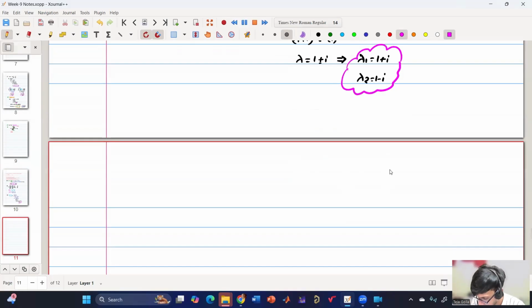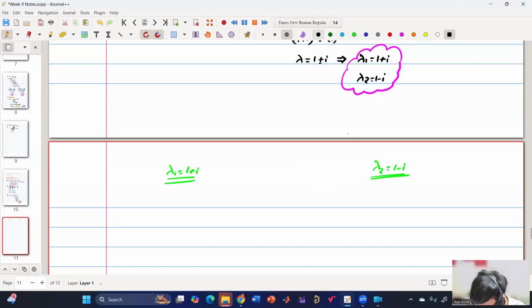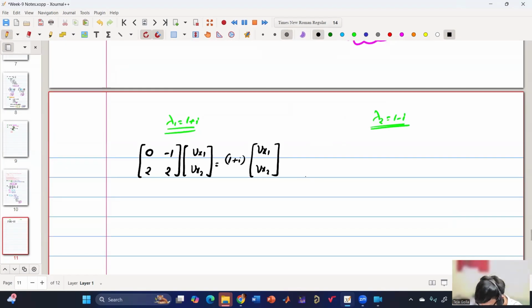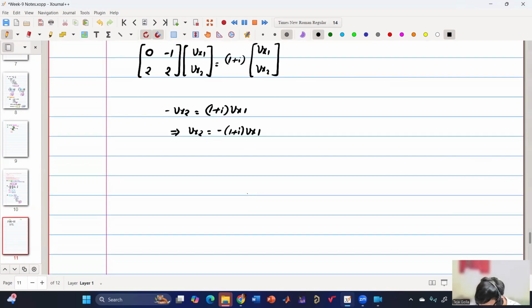So first I'm considering λ1 to be 1 plus i, and then I'll solve for λ2 to be 1 minus i. For 1 plus i, we need to consider AV equal to λV. So A is 0, minus 1, 2, 2, multiplied by Vx1, Vx2, equal to 1 plus i times Vx1, Vx2. From this I get minus Vx2 equal to (1 plus i) Vx1, or Vx2 equals minus (1 plus i) Vx1. If I consider Vx1 to be 1, Vx will be 1, minus (1 plus i).